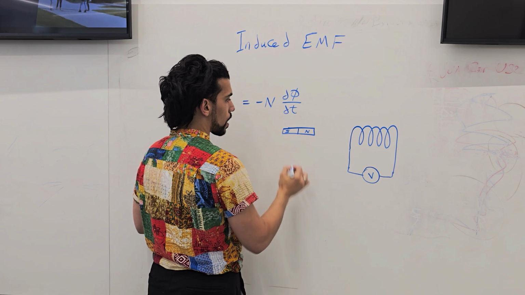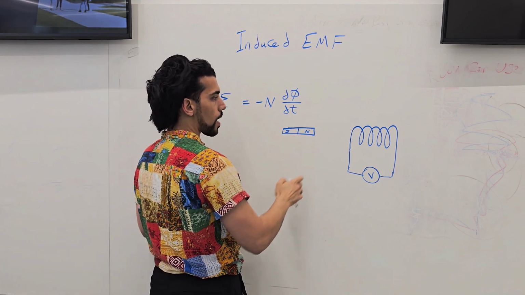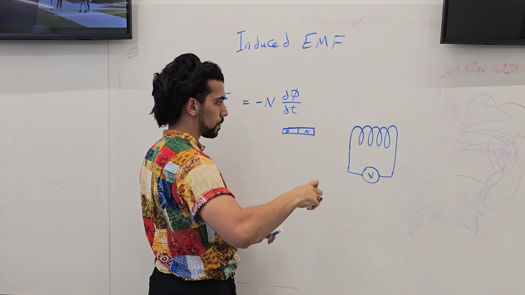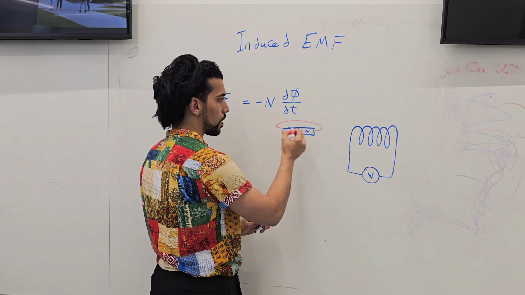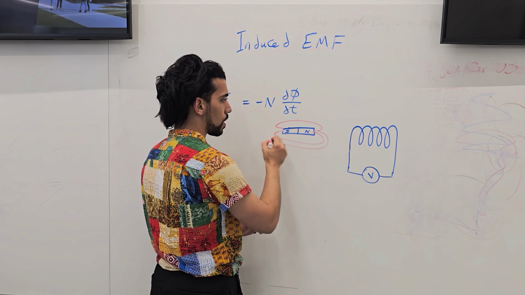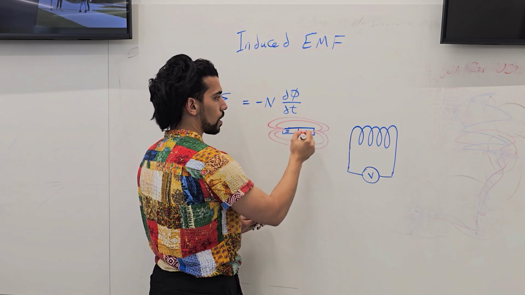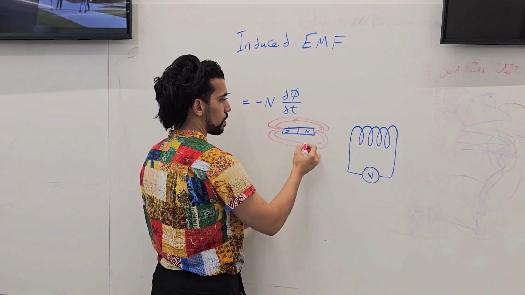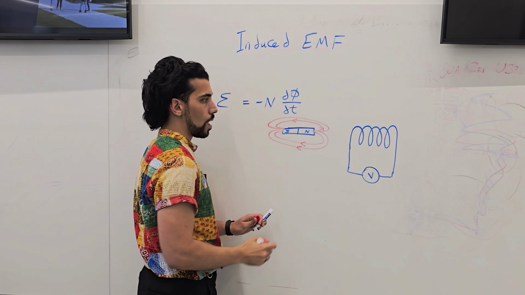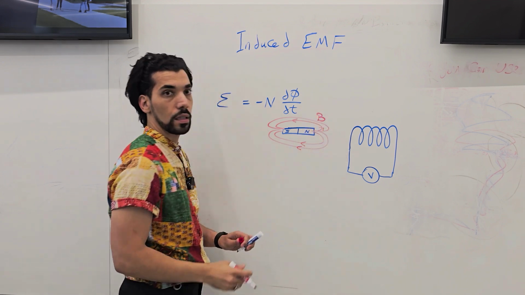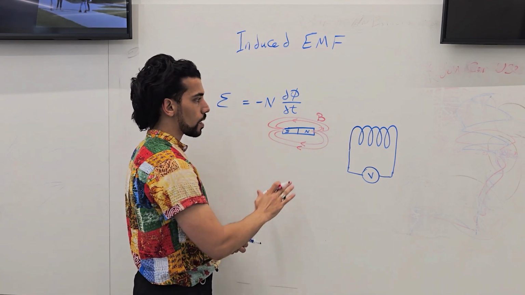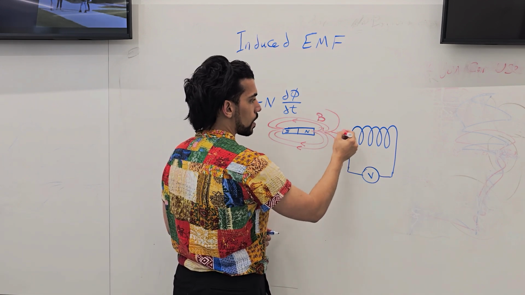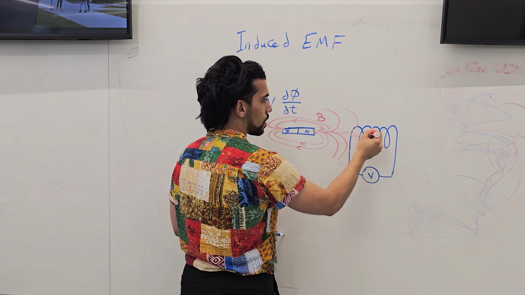north and south, basically this magnet has some magnetic field around it, as we all know. Let's say this magnetic field is B. So this magnetic field is going to go until it becomes basically inside this coil.